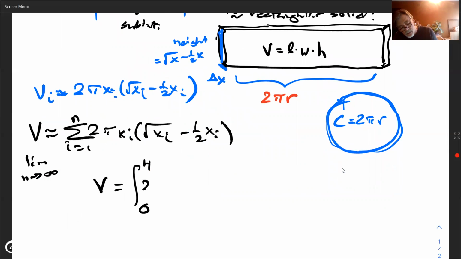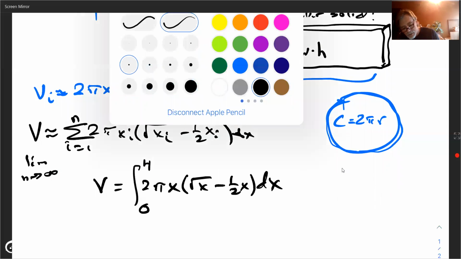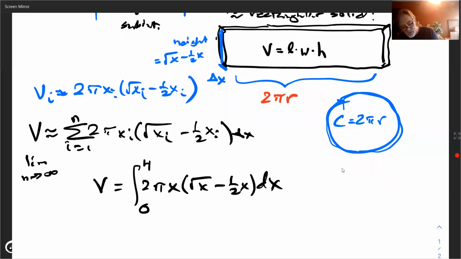There's a 2 pi. X stands for that. And then we have radical x minus 1/2 x, and then dx. I forgot this guy at the end. There's a delta x. Oops, sorry. The delta x turns into the dx. And this is where we're at. This guy's set up correctly. So you want to go back and look at it. And you can pause and rewind and go, what the heck did he do? But I do want to fill this in.